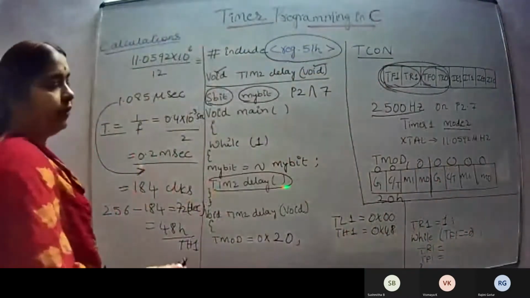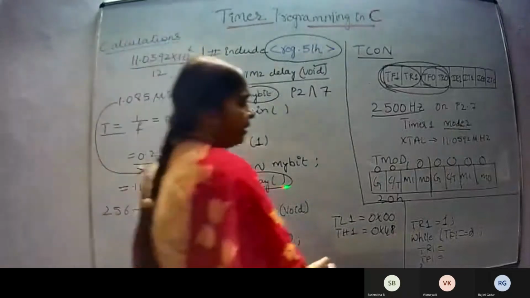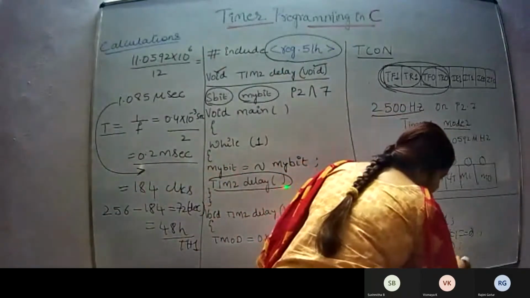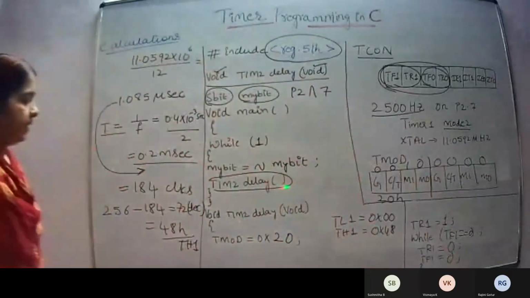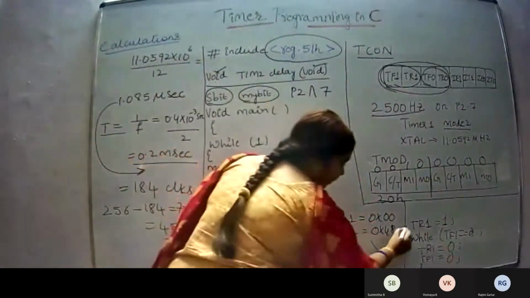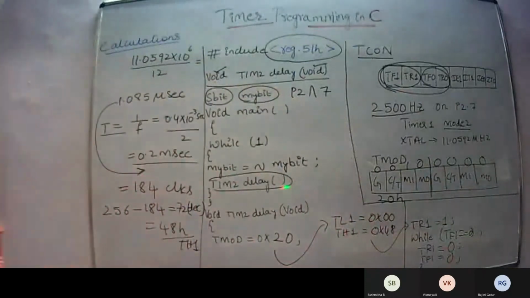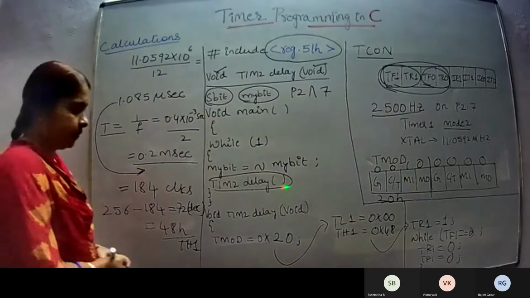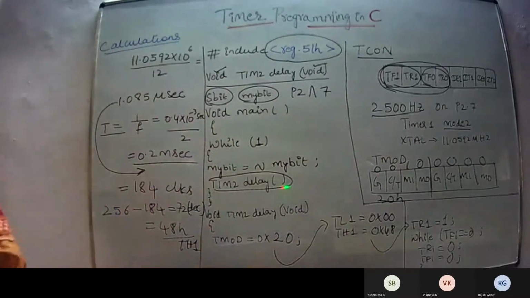After monitoring, you have to clear. What you wrote as CLR in assembly, here you have to write as TR1 is 0, TF1 is 0. So this is the delay program, written in C programming. Same logic as in assembly. You just have to know the syntax that is used to write. Hope you have understood.